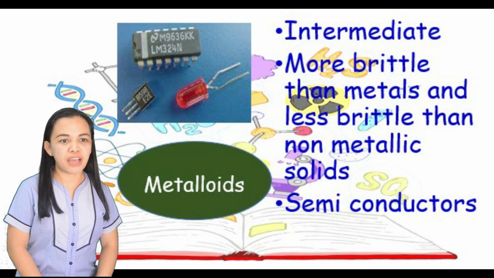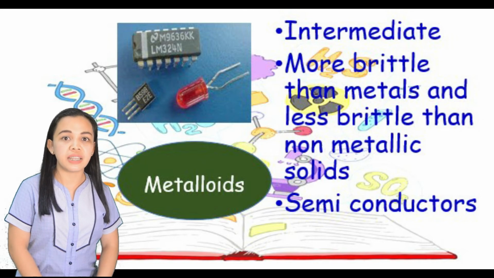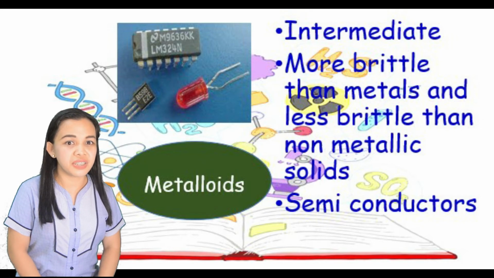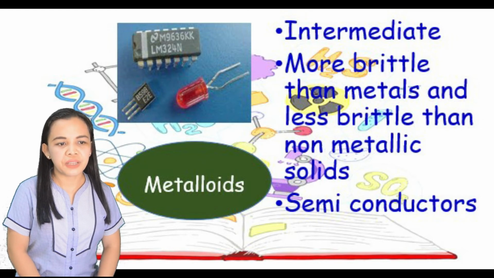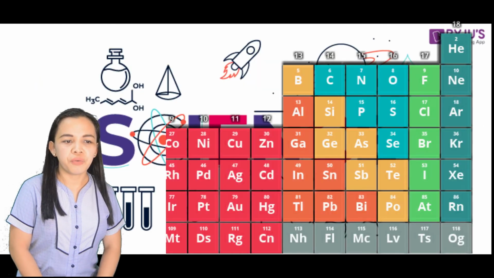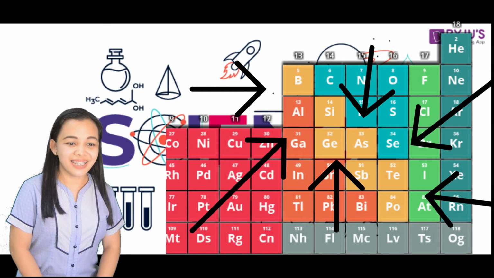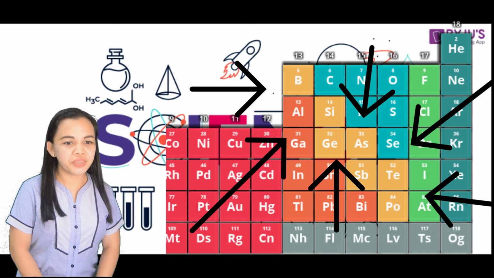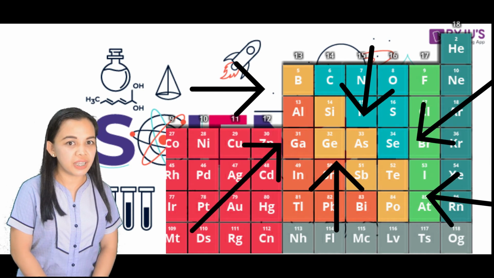Next, let us have metalloids. Metalloids have properties that are intermediate between those of metals and non-metals. They are more brittle than metals but less brittle than non-metallic solids. They are also semiconductors of electricity. There are 6 commonly recognized metalloids. We have boron, silicon, germanium, arsenic, antimony, and tellurium.